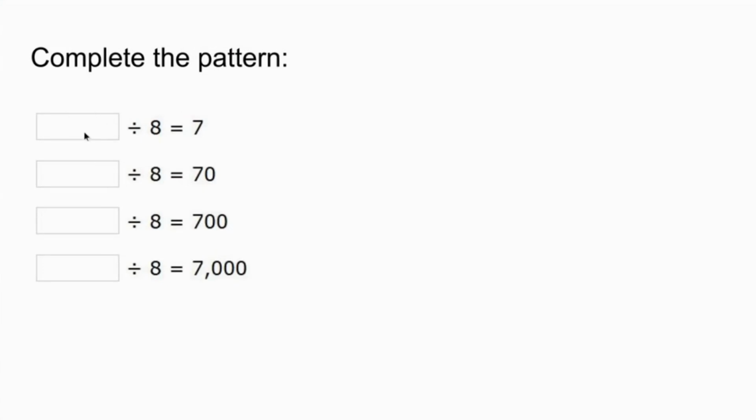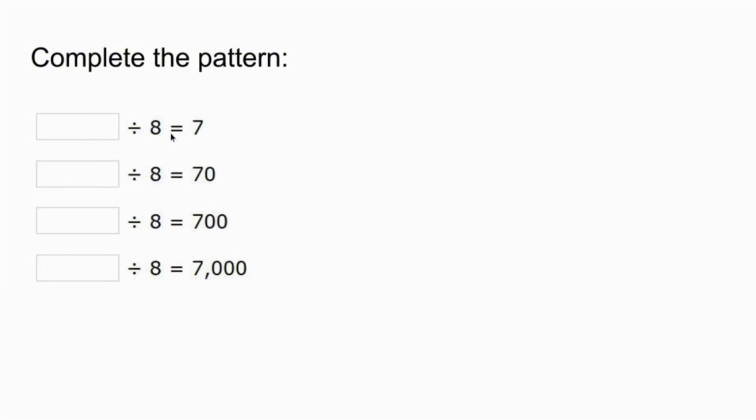Complete the pattern. What number divided by 8 is 7? And then what number divided by 8 is 70? And then what number divided by 8 is 700? And finally, what number divided by 8 is 7,000? Well, before we do these crazy 3 problems, let's try to understand this first one.